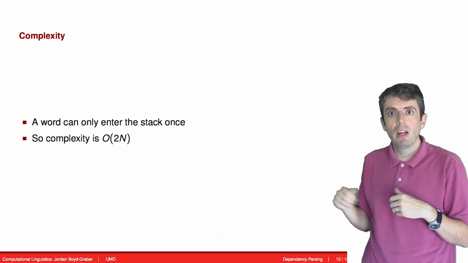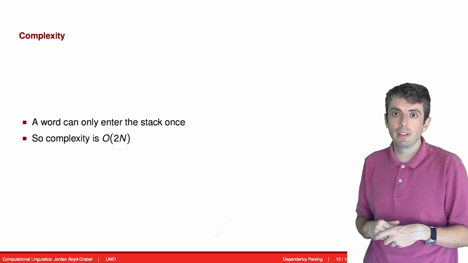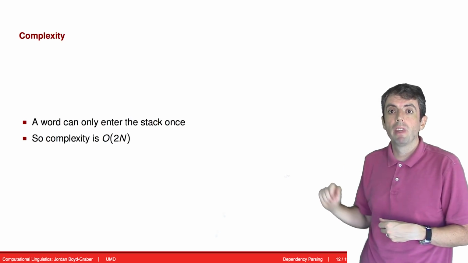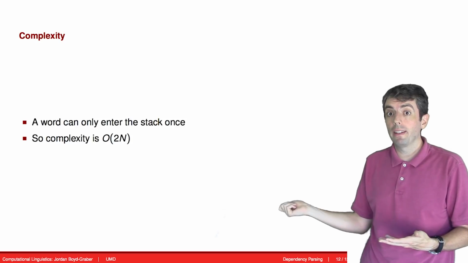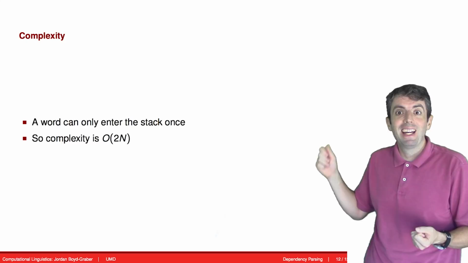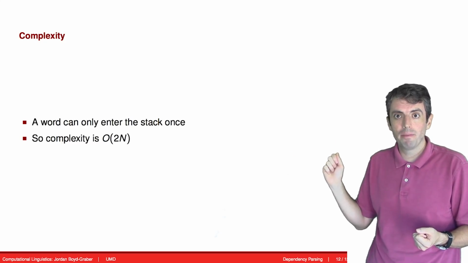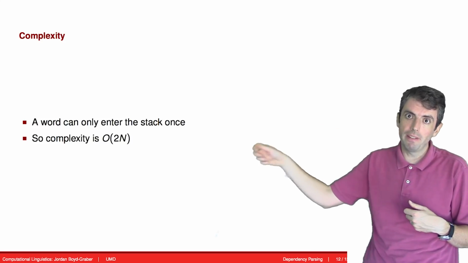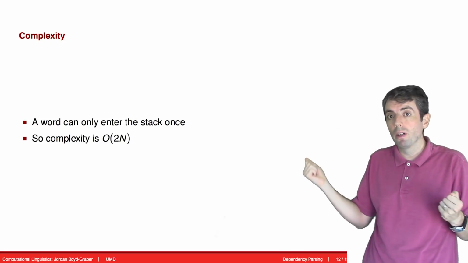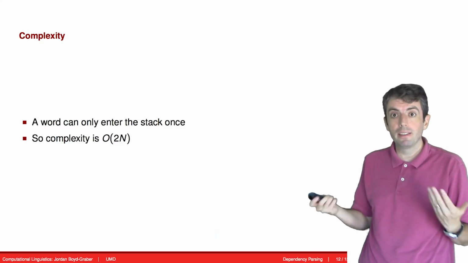What's the complexity of using the shift-reduce parsers? It turns out to be pretty good, and the analysis is pretty simple. Each word can only go on the stack once, and that means that it can only be considered by the algorithm 2n times. Once as it goes through the buffer, once as it goes through the stack. And this is actually an upper bound because some words never touch the stack. So the complexity is O(n).